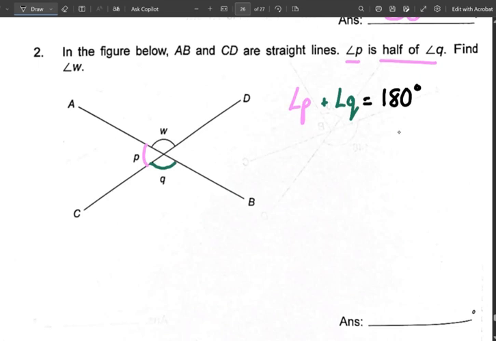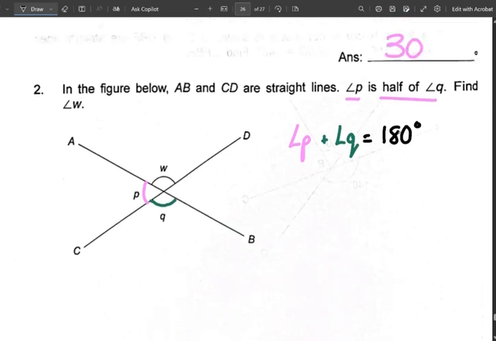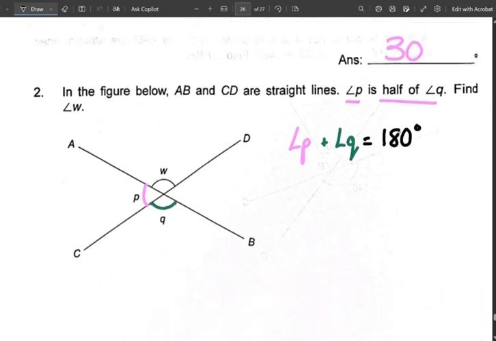That means if I were to use units to represent, which one is 1 unit? Who is 2 units? Q. Very good. 1 unit is P, 2 units is Q. So 3 units is 180.